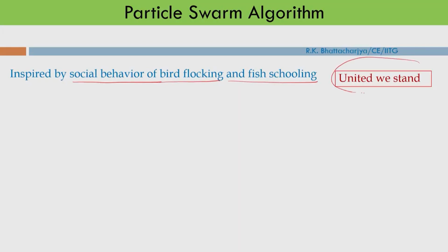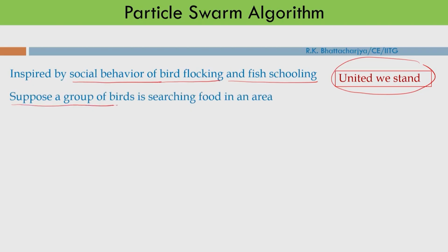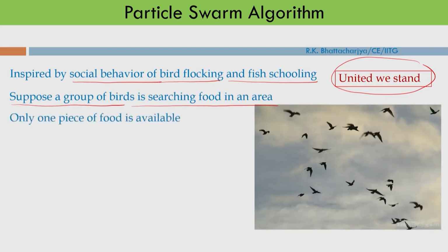United we stand. So basically this is a group activity, when the birds are trying to find food. Whatever process they are following is artificially simulated for finding an optimal solution of an optimization problem. Suppose a group of birds is searching for food in an area, and only one piece of food is available. That is the solution of that particular search process.